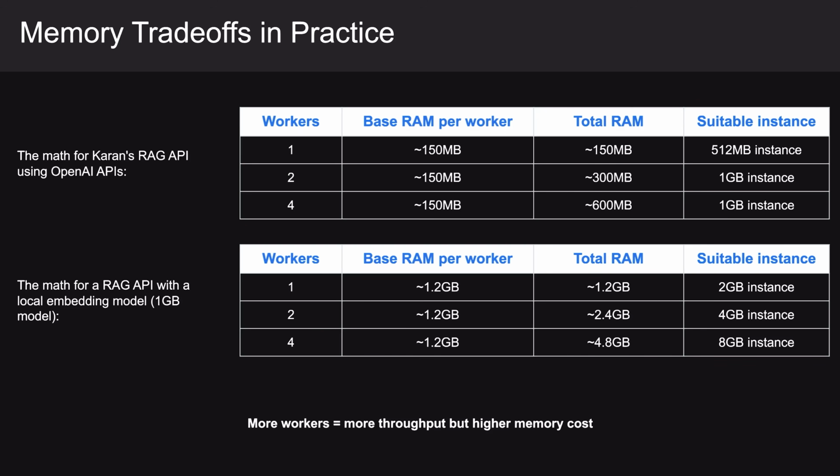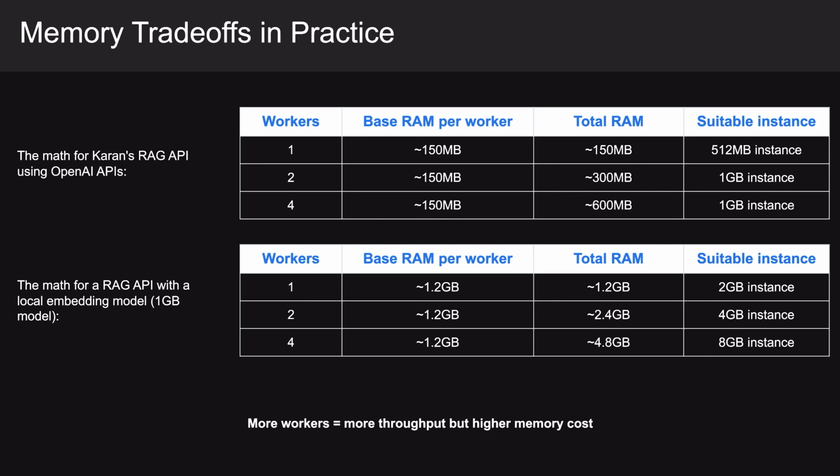Let's put numbers on this. Karan's API using OpenAI for embeddings is lightweight. Each worker uses around 150 megabytes. 4 workers on a 1 GB instance is completely fine. Now, look at the second table. A RAG API with a local embedding model loaded per worker. Each worker needs 1.2 GB. 4 workers need 4.8 GB of RAM, which means an 8 GB instance minimum. Doubling your workers from 2 to 4 doubles your instance cost.